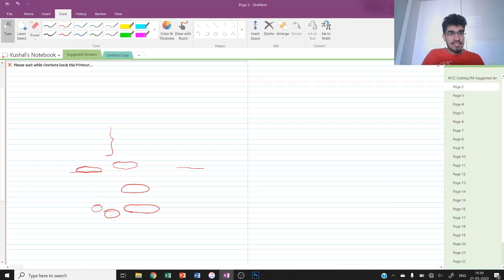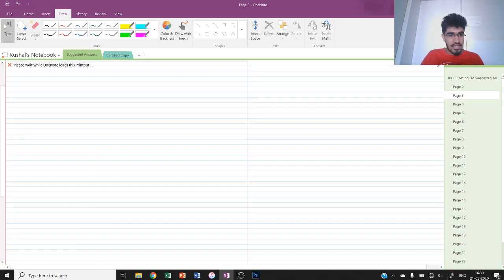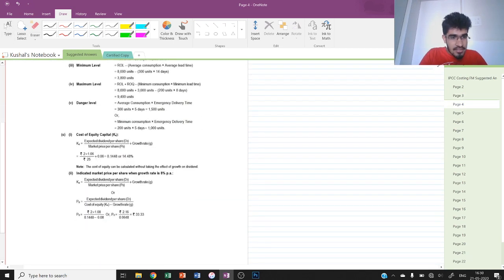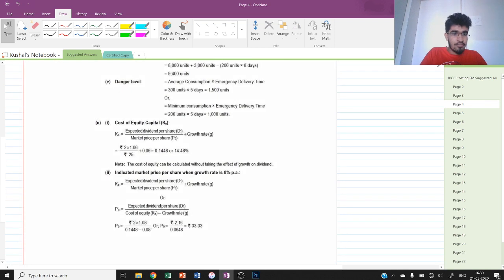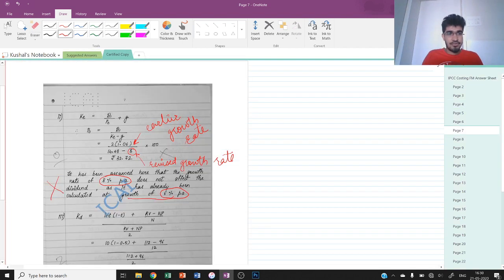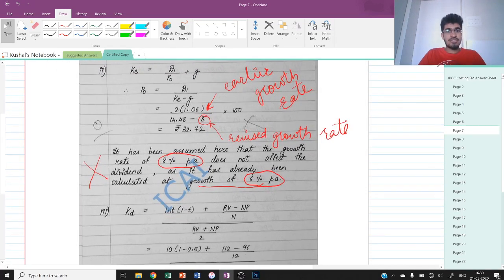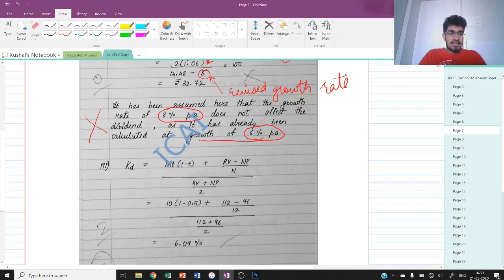Let's quickly have a look at the suggested answers, what they have given for the answer to question number C. If you see, it is 2 into 1.08 whole upon 0.1448 minus 0.08. So this is 1.08 and this is 0.08, which means that the revised growth rates have been used. And this was the mistake which I made in my examination, because of which I lost 2 marks. Okay. Let's solve question number 3.